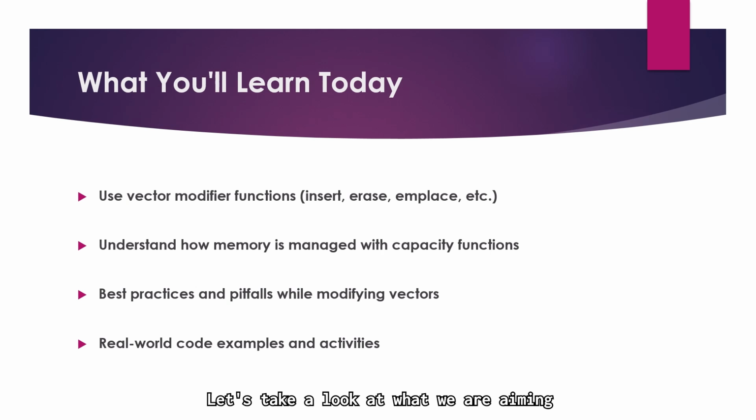Let's take a look at what we are aiming to learn today. We will start with vector modifier functions like insert, erase, and emplace_back, which allow us to manipulate the contents of our vector in powerful ways. Next, we will talk about memory management, including how vectors grow, what capacity means, and how to reserve or shrink memory proactively. Finally, we will explore best practices and common pitfalls, especially around iterator invalidation. And of course, we will end with real-world code examples and hands-on activities to reinforce our understanding.